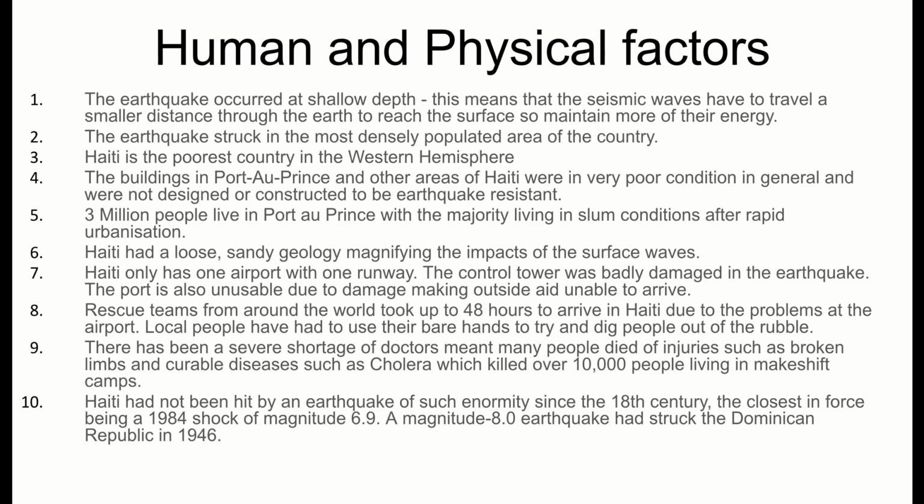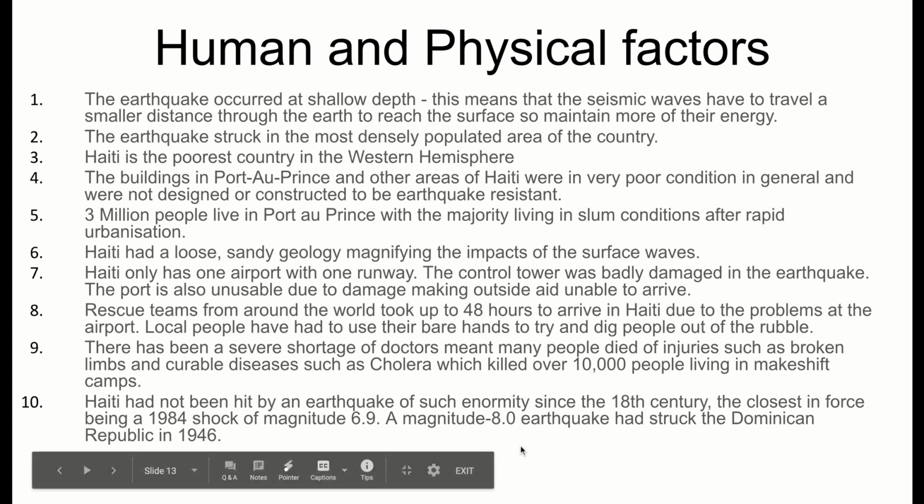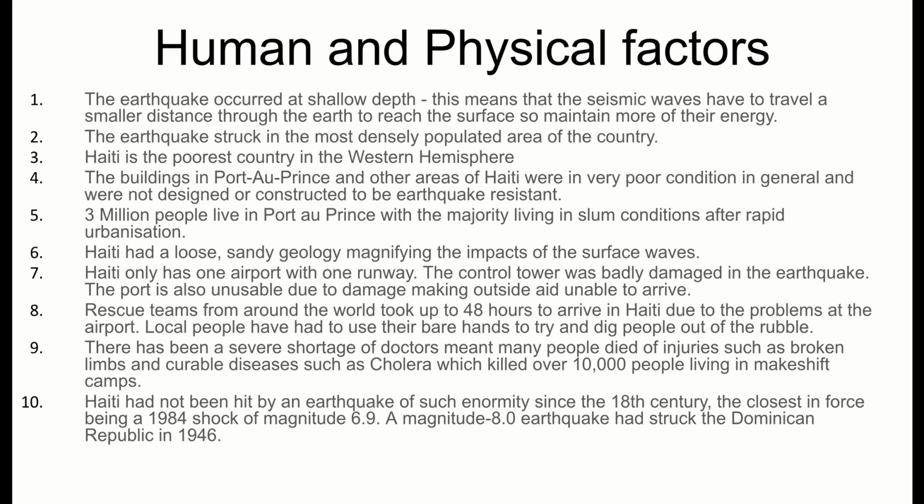And our second one: the earthquake struck the most densely populated area of the country. Okay, so that's a human factor. That means that it hit the area close to the capital city, where most people lived. Most people lived in concrete buildings or in shacks. So again, if you've got more people there, the chance of it being deadly is much, much higher. So the challenge for you is to go through those factors and sort them into human and physical.